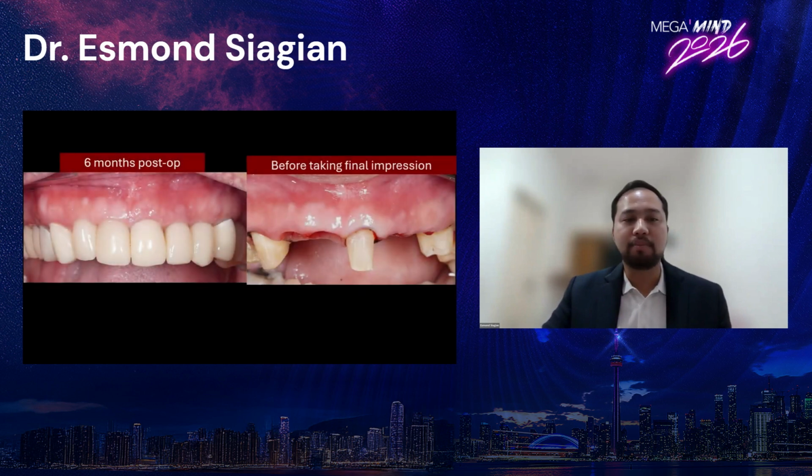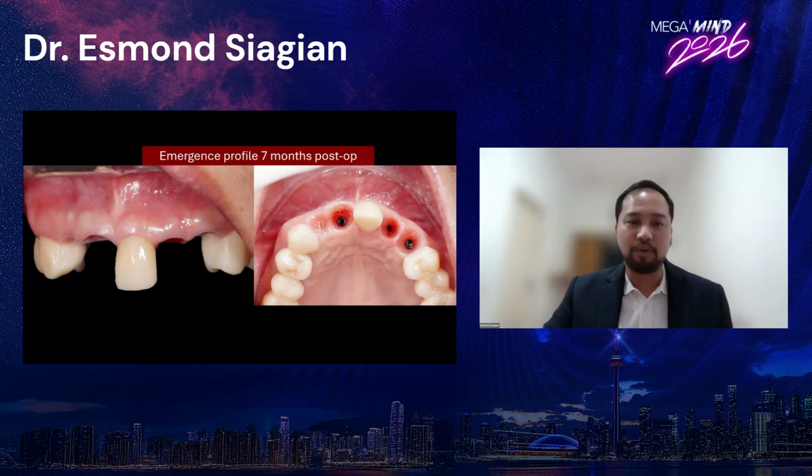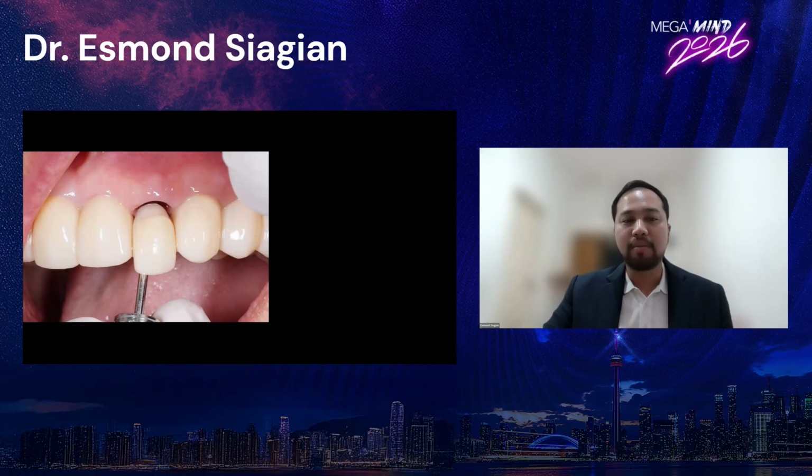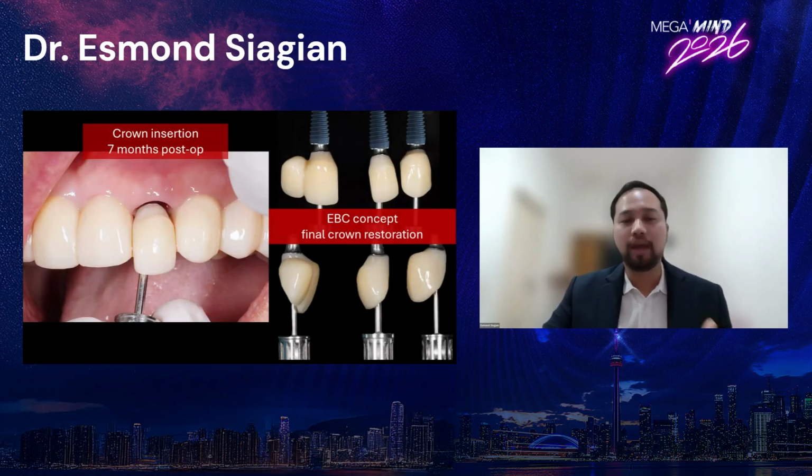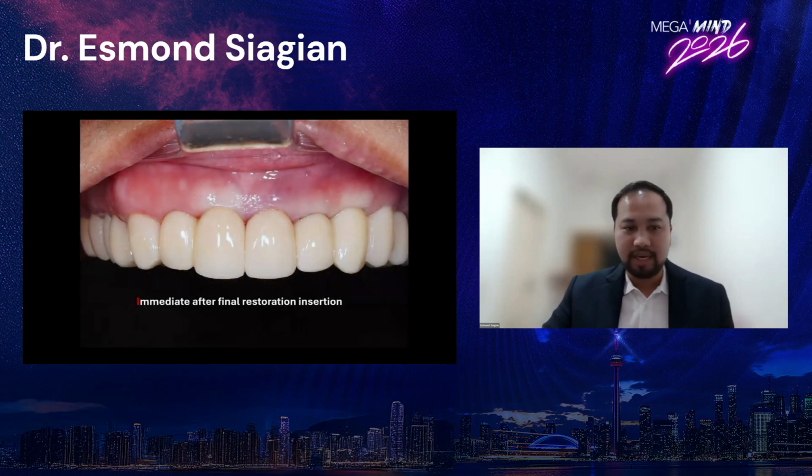This is 6 months post-op, before taking the final impression. This is the emergence profile 7 months after the operation. At the time of delivery of the final crown restoration, again we follow the EBC concept. This is immediately after the final restoration. You notice there's still a lack of papilla height and redness at the crown margin, but be patient and trust the polyzirconia restoration. Give it time to fully heal.